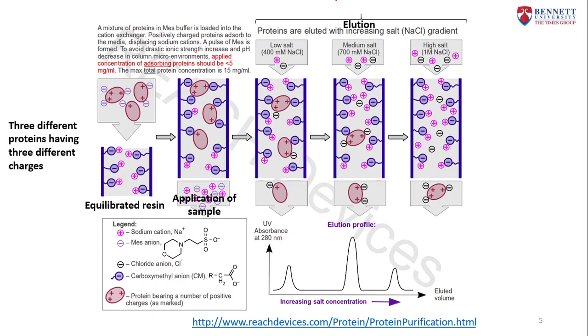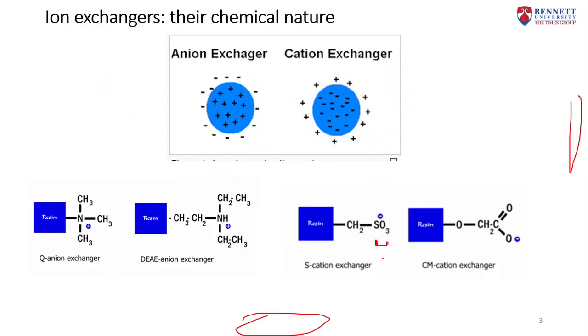To understand this, let's assume that we are trying to separate three positively charged proteins having three different charges. So here they are. One has three positive charges, one has two positive charges, and one has one positive charge. We are trying to separate them by utilizing their different charge properties. The resin that we'll be utilizing should be a cation exchange resin, meaning internally it should be negatively charged. So it should be one of these two here.